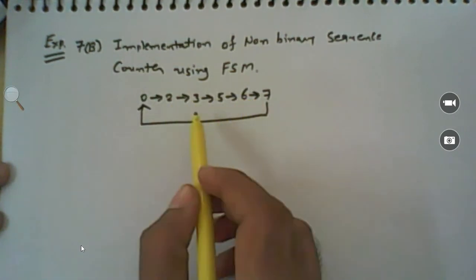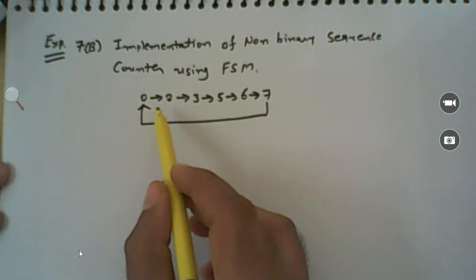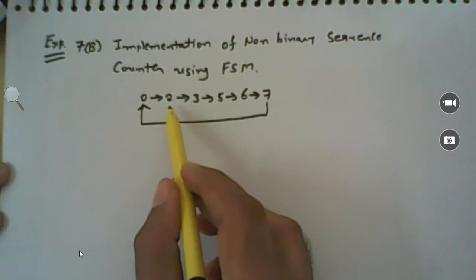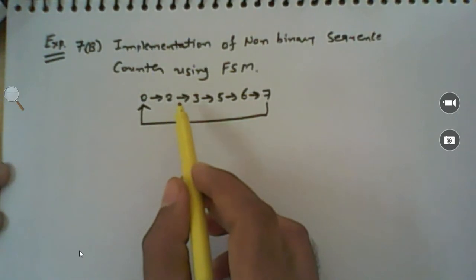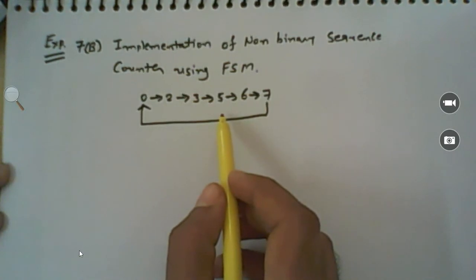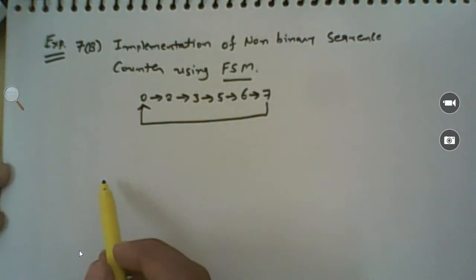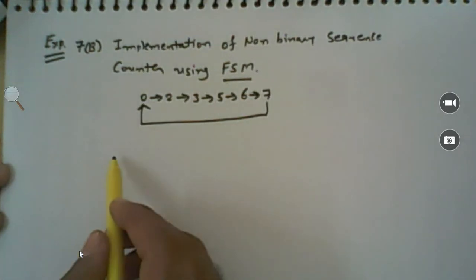Here we can see there is no relation from the present state to the next state. It is not an addition of one, and we cannot find the next state from the present state by a rule. There is no mathematical relation to go from the present state to the next state. It is a non-binary sequence count, so for that we need to use a finite state machine. Using the state diagram we can design this non-binary sequence counter.